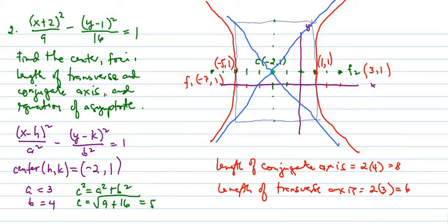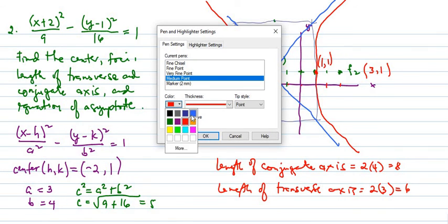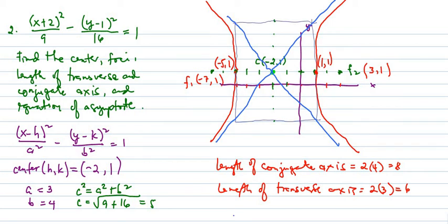So we have here the length of conjugate, the equation of asymptote. For the equation of the asymptote, I will change the color of my pen. The equation of the asymptote, we have y is equivalent to k plus minus, if this is horizontal, b over a, x minus h. So we have our k is 1 plus minus our b is 4, and then our a is 3. x minus h, our h here is negative 2. So this is minus negative 2.